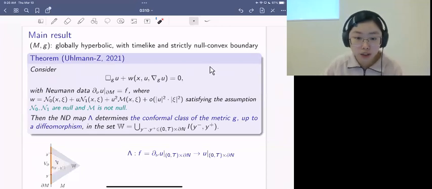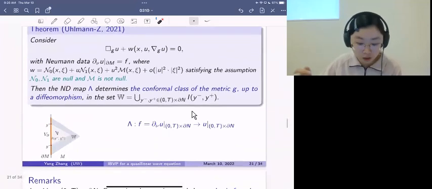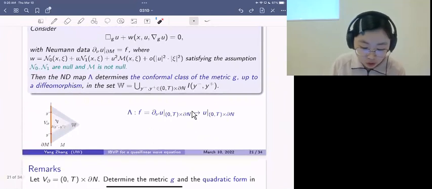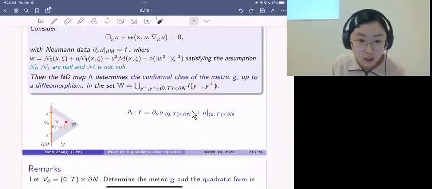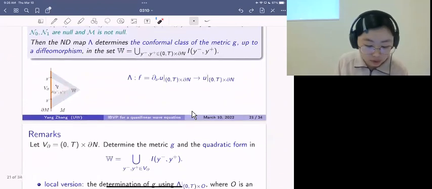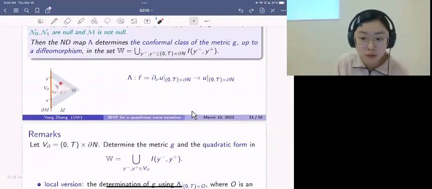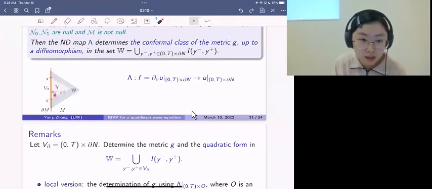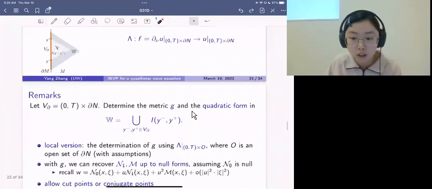Here we consider the determination of the metric in the set W, which is the union of all diamond sets of any 2 points on the boundary. So this is like the maximal set that one can reach by a causal curve that starts at the boundary and ends at the boundary.